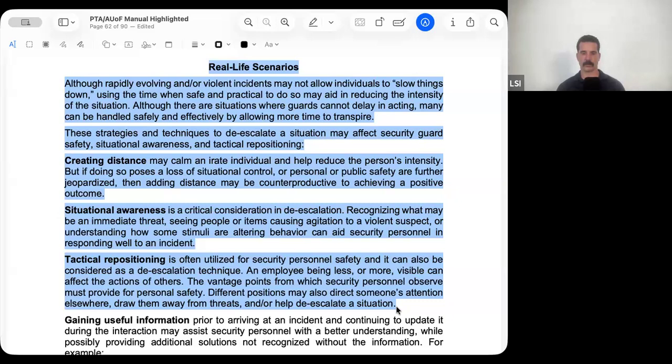Creating distance may calm an irate individual and help reduce the person's intensity. But if doing so poses a loss of situational control or personal or public safety are further jeopardized, then adding distance may be counterproductive to achieving a positive outcome.